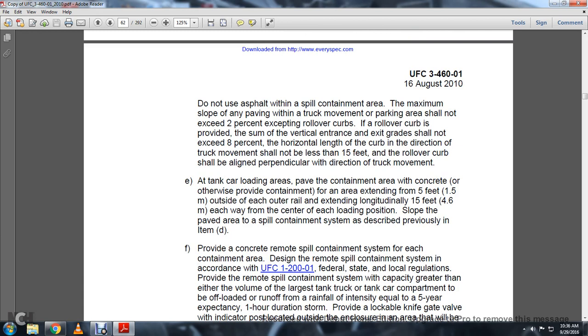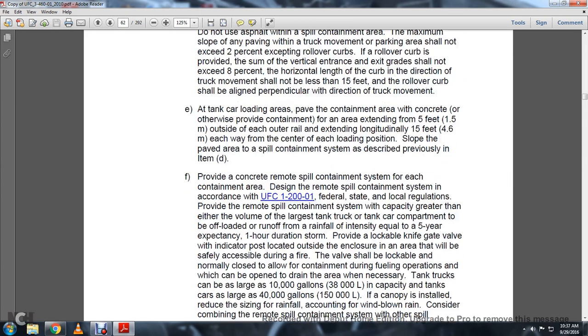The maximum slope of the paving of the truck-mounted parking areas shall not exceed 2%, excepting the rollover curb. If a rollover curb is provided with a vertical entrance, existing grades shall not be exceeded, with 8% of the horizontal length of the curb in the direction of truck movement not less than 15 feet. The rollover curb shall be aligned perpendicular to the direction of truck movement.